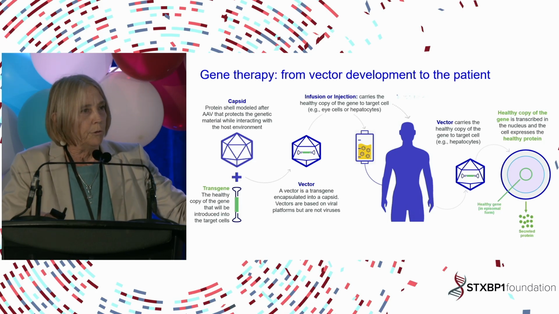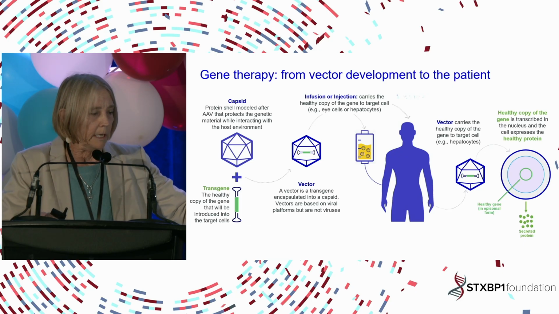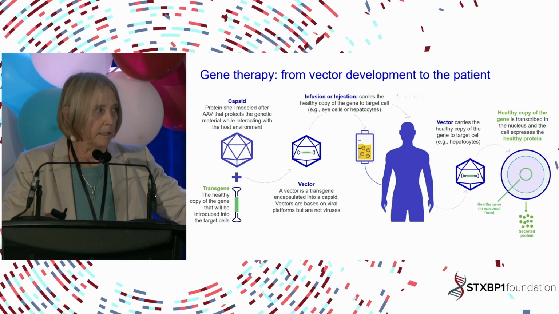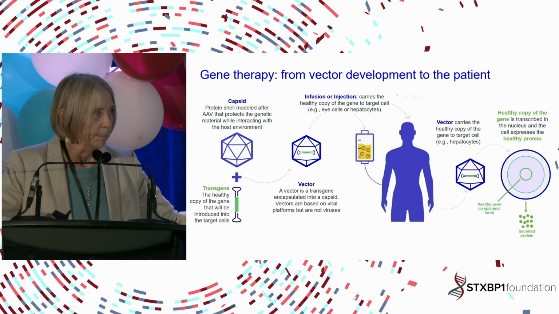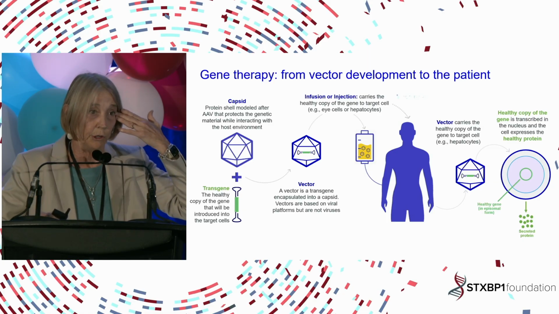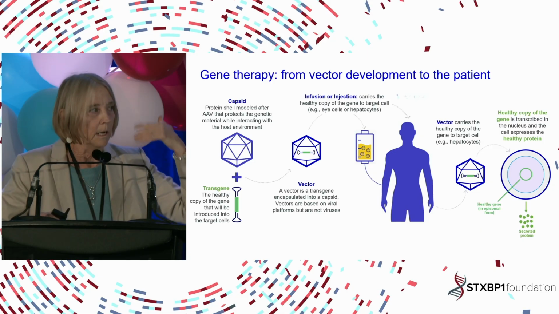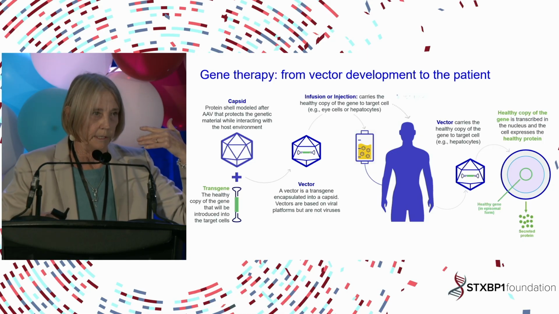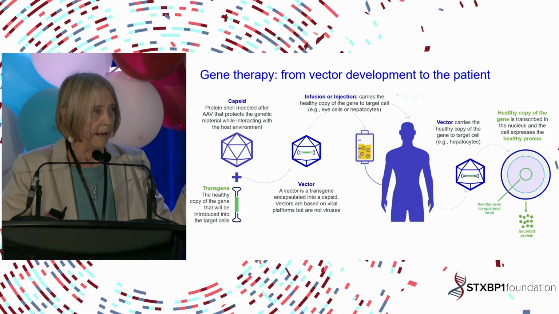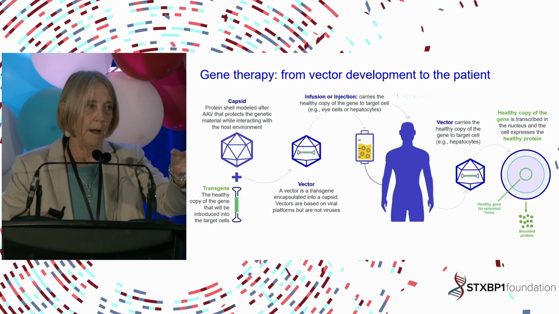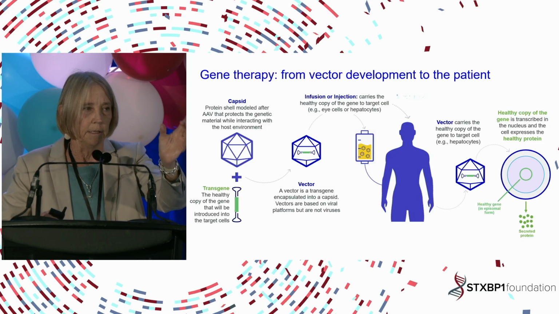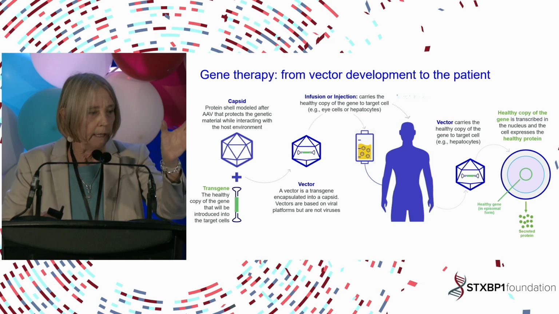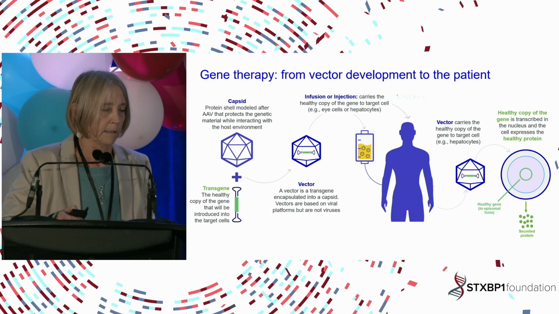We can infuse that material into the blood, or we can inject that material into the target tissue. Some people inject in the muscle, some people inject in the blood, some people inject in the eye, as you heard for that first approved gene therapy. We're really targeting the central nervous system and the brain. That vector then carries that healthy copy of the gene from outside of the cell to the inside of the cell, and does what it needs to do to get that healthy gene product expressed.